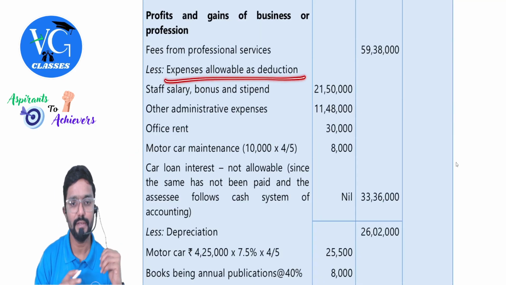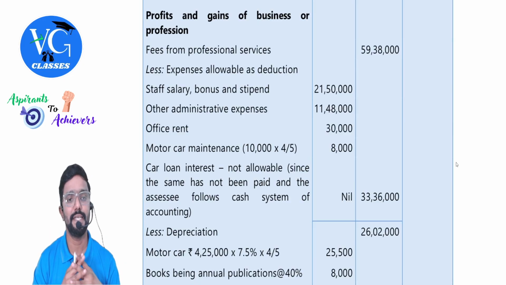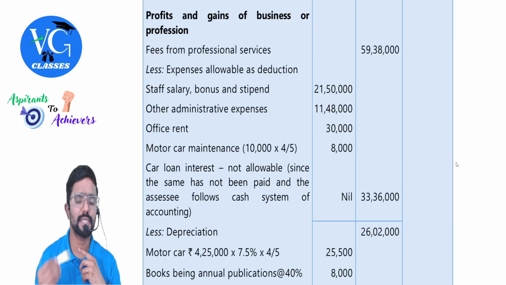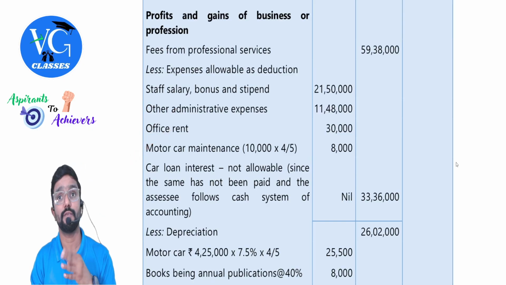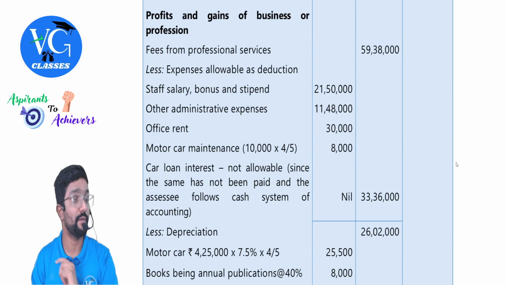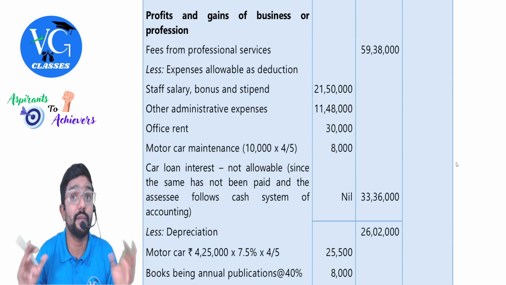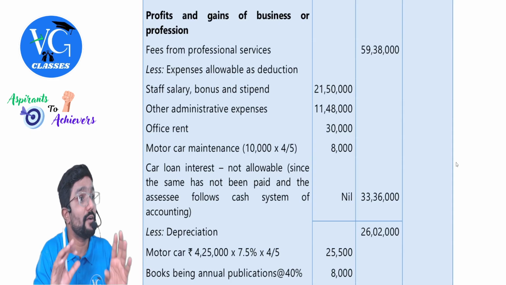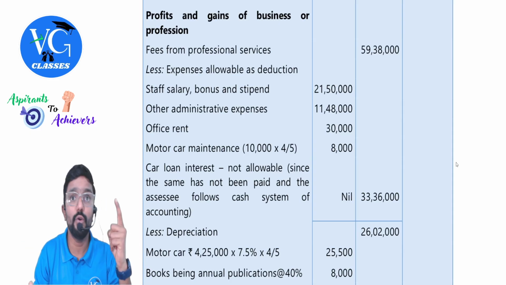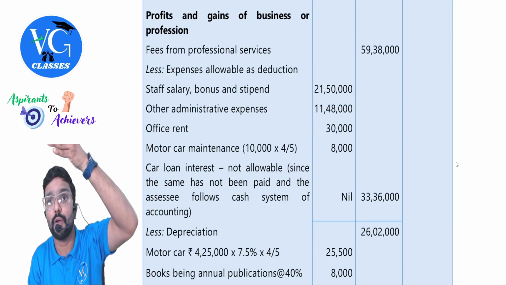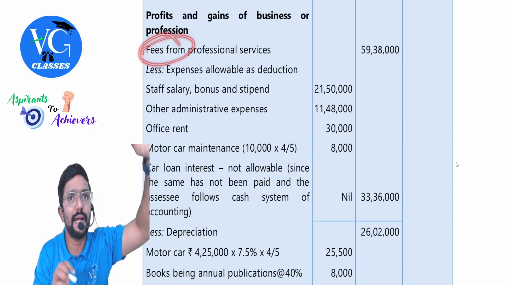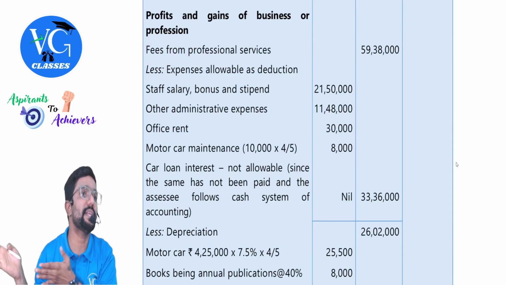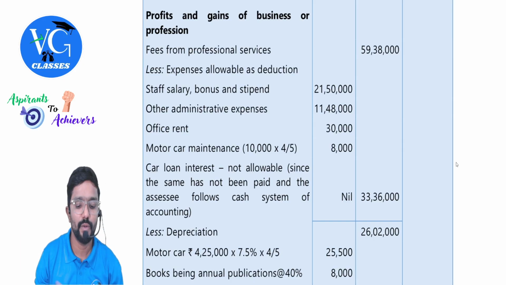Expenses, better you underline this. Expenses allowed as deduction: staff salary, bonus and stipend allowed. Other administrative expenses allowed. Office rent allowed. Motor car only 4/5, 1/5 is personal. Only 4/5. Guys, please be careful. We are not disallowing, we are allowing. So please take care of what is allowed. I told you, because we don't have profit, I cannot start with profit here. I took fees as a base and I am deducting whatever is allowed as per income tax.